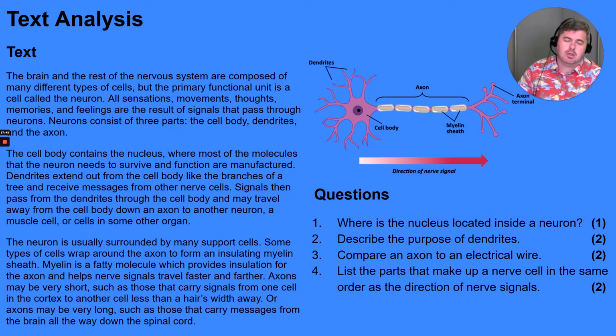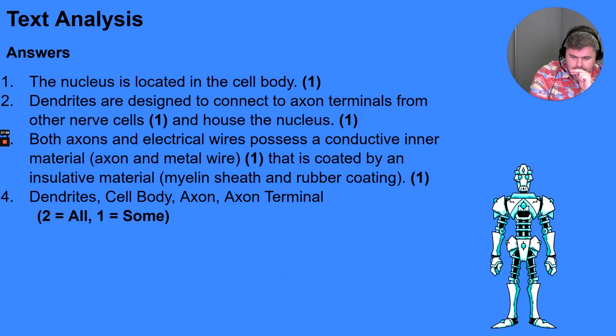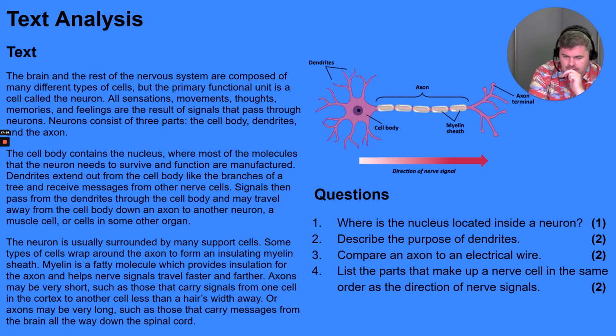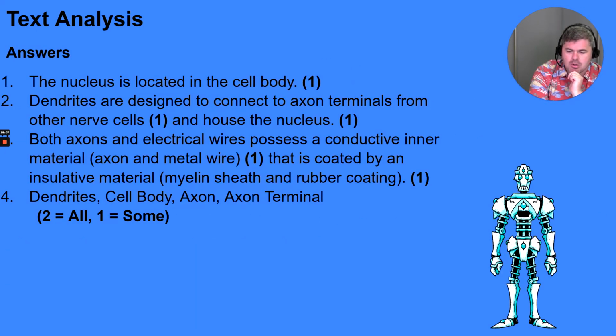Alright, now that you've had a crack at that, let's have a look at some of the answers. So for question 1, where is the nucleus located inside a neuron? The nucleus is located in the cell body. Question 2, describe the purpose of dendrites. Dendrites are designed to connect to axon terminals from other cells and house the nucleus.